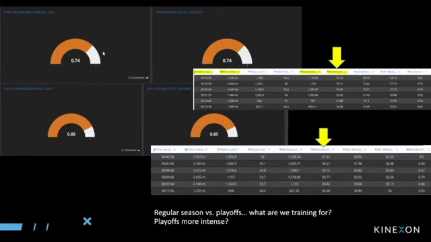The gauges at the top, the 74 and the 74, are for the top 6 players on a team. This is a team I just pulled out. Those top 6 players account for 74% of the mechanical load of the entire team in the regular season. Total distance, again, 74% of the total distance is done by the top 6 players on the team.